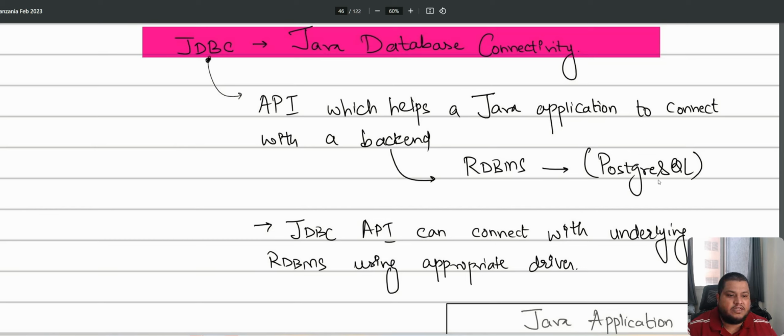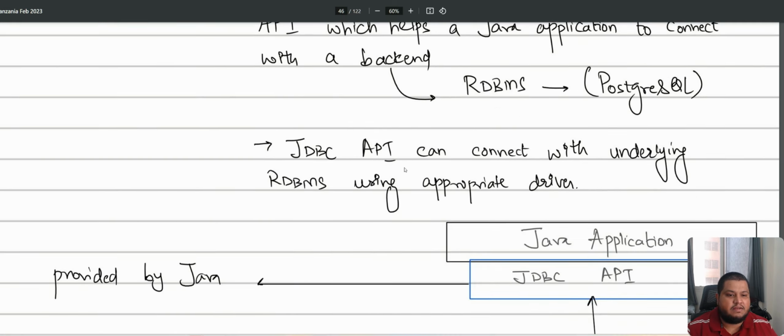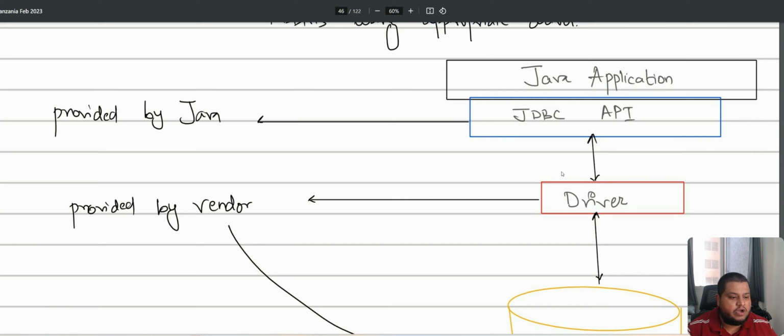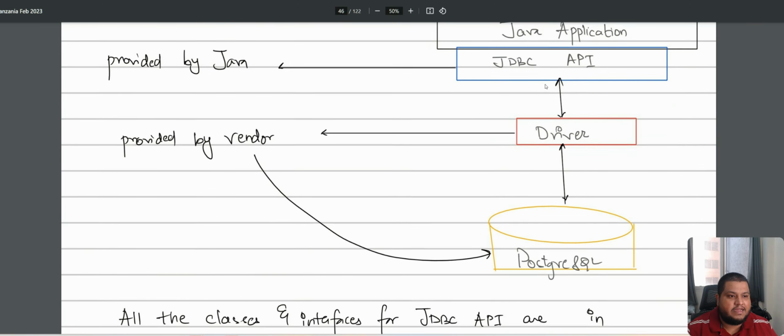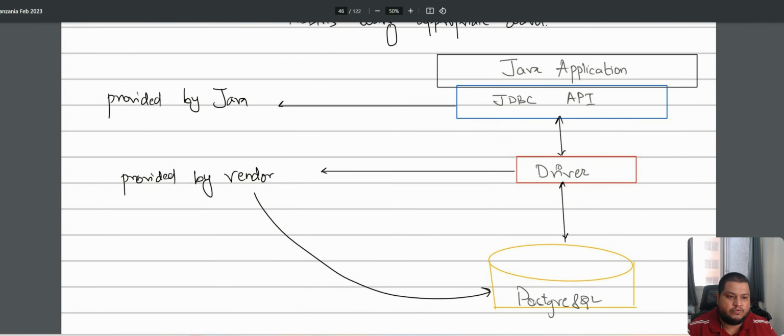I will be using PostgreSQL in this particular video. So my RDBMS is going to be Postgre, and JDBC can connect with an underlying RDBMS using the appropriate driver. A basic idea about how it looks will be somewhat like this. You have your Java application, and the Java application needs to connect with your PostgreSQL.